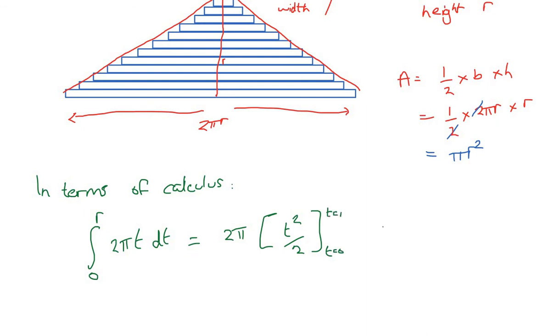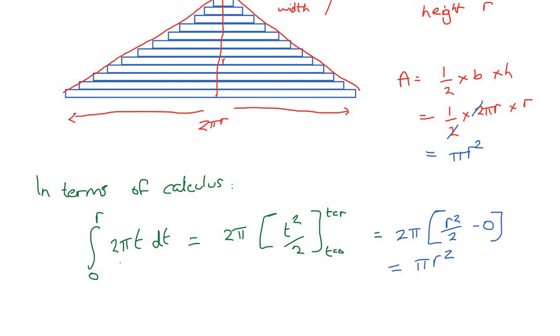t equals r. Again, if you've not seen calculus before, this may look really, really strange, but it's really not as bad as it looks, and it's all very intuitive. So 2 pi. When t equals r, we just get r squared over 2. And when t equals 0, we just get 0. So evaluating this, again, we just get pi r squared.